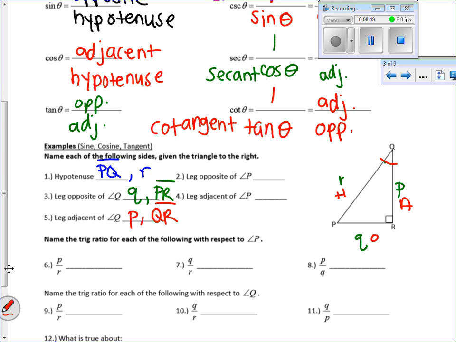Are my O, A, and H going to stay in the same place if I switch to angle P? No. If I move from angle Q to angle P, is this still adjacent? No, this is now opposite, and this is adjacent. Is your hypotenuse ever going to change? No, it's always across from the right angle, so those just switch. So what leg is opposite of angle P? Lowercase p or segment QR. And then what leg is adjacent to P? Little q or PR.